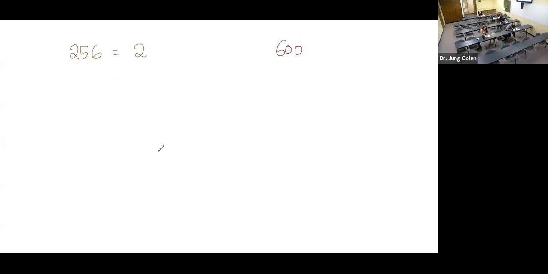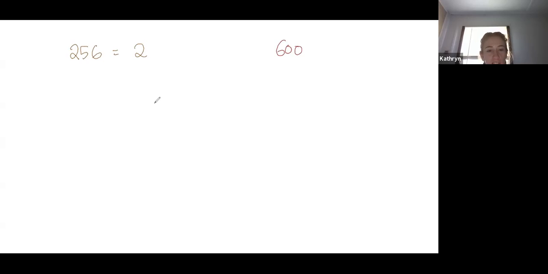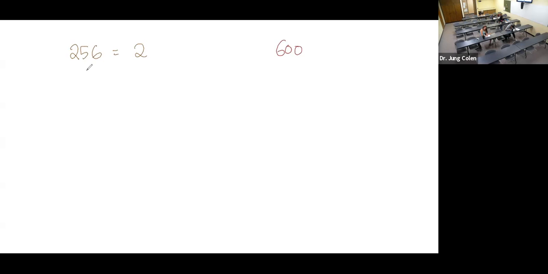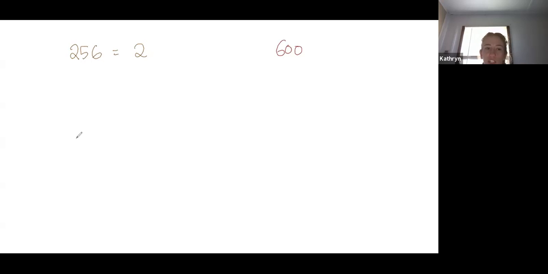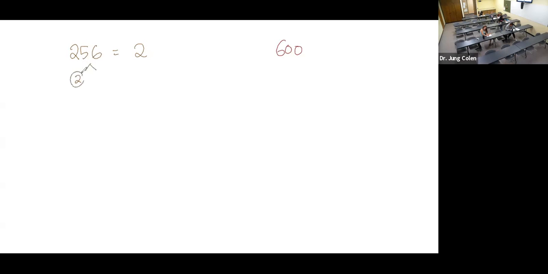Catherine, what did you get? I'm still working on it. Working on it? So I'm kind of confused actually. So do I just divide it by 2 to get that started? Yes, because it's an even number, that's a good start. Okay.